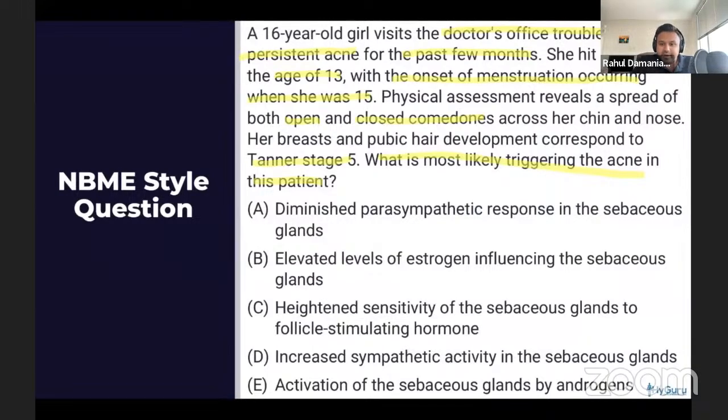So A, diminished parasympathetic response, B, elevated levels of estrogen, C, heightened sensitivity of the sebaceous glands to FSH, D, increased sympathetic activity, or E, activation of the sebaceous glands by androgens. What do you think is the best answer here?